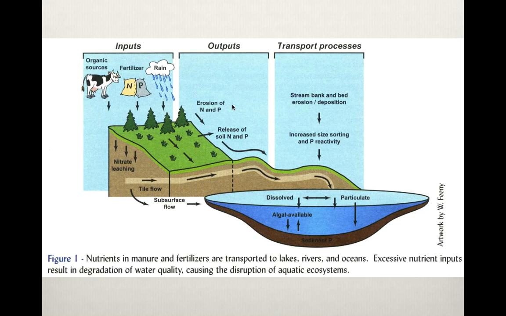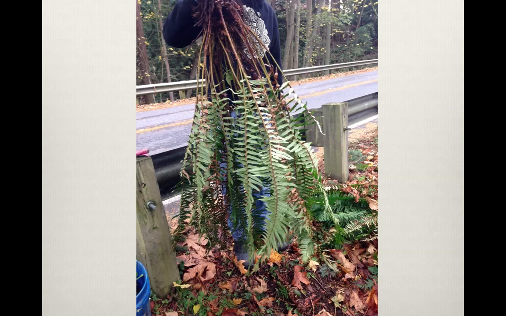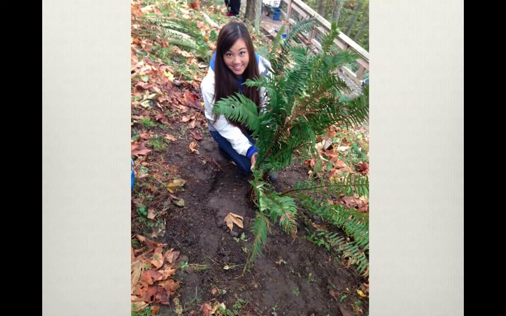The decomposer population then increases and consumes more oxygen. Insufficient oxygen suffocates fish and shrimp at the bottom, creating a dead zone. This is why dead zones are bad. To help prevent eutrophication, we planted sword ferns. That's me planting a sword fern.